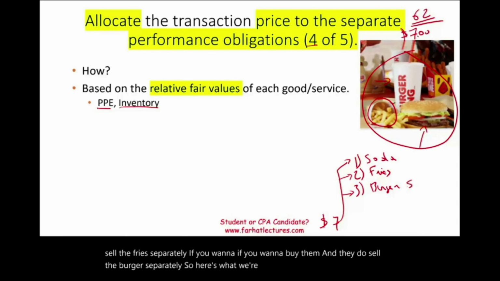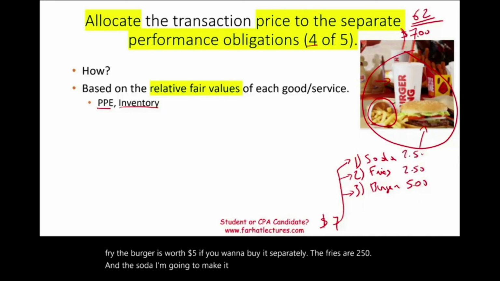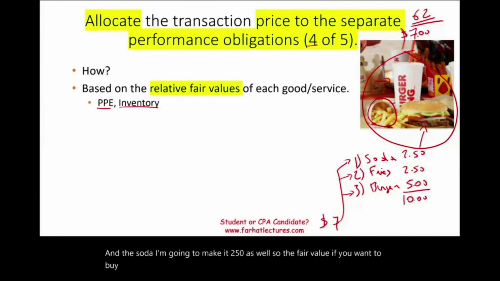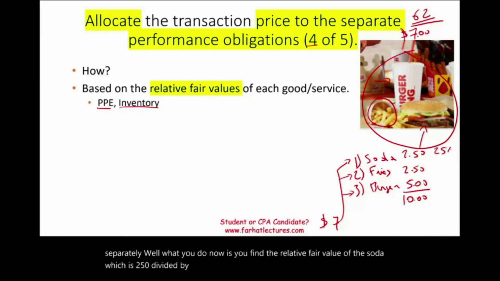So here's what we're gonna do. We're gonna assume the burger is worth $5 if you wanna buy it separately. The fries are $2.50. And the soda, I'm going to make it $2.50 as well. So if you want to buy each item separately, this meal will cost you $10. What you do now is find the relative fair value of the soda, which is $2.50 divided by 10, is 25% of the deal. The fries also 25%, and the burger represents 50% of the deal.